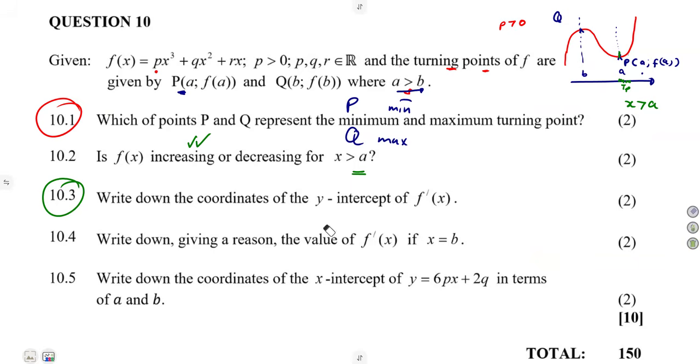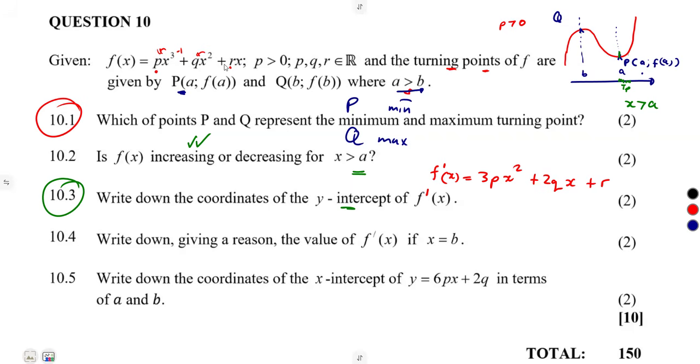All right, 10.3, write down the coordinates of the y-intercept of the first derivative of f of x. So we must find that first derivative. Simply here, we drop the power and subtract 1. So this is going to give us 3px squared. Here also do the same: drop the power, subtract 1, so it's going to be 2qx. Then rx. Remember, these are constants. r is a constant, so the derivative of rx is going to be r. For a linear term, you take the coefficient of x.